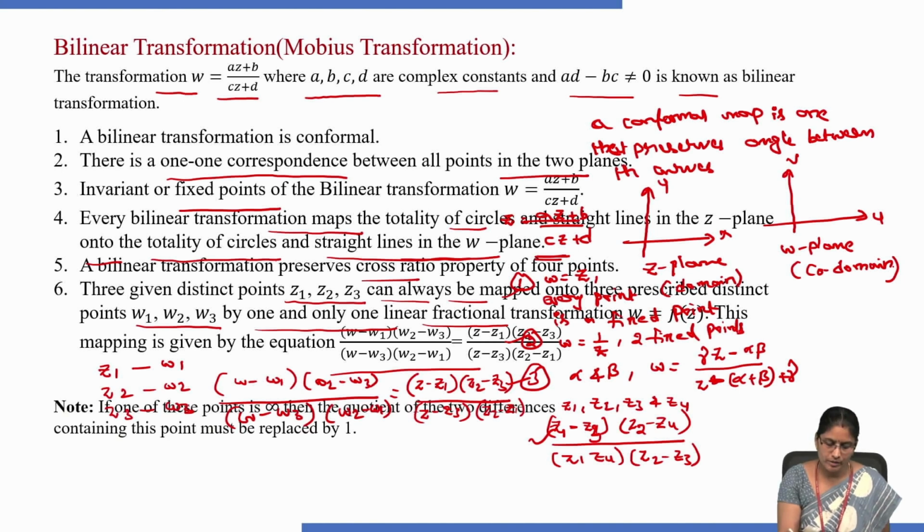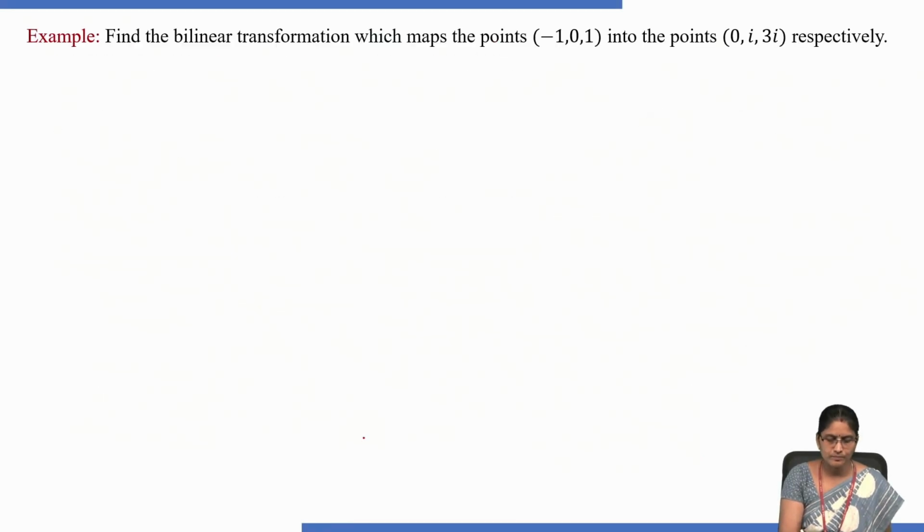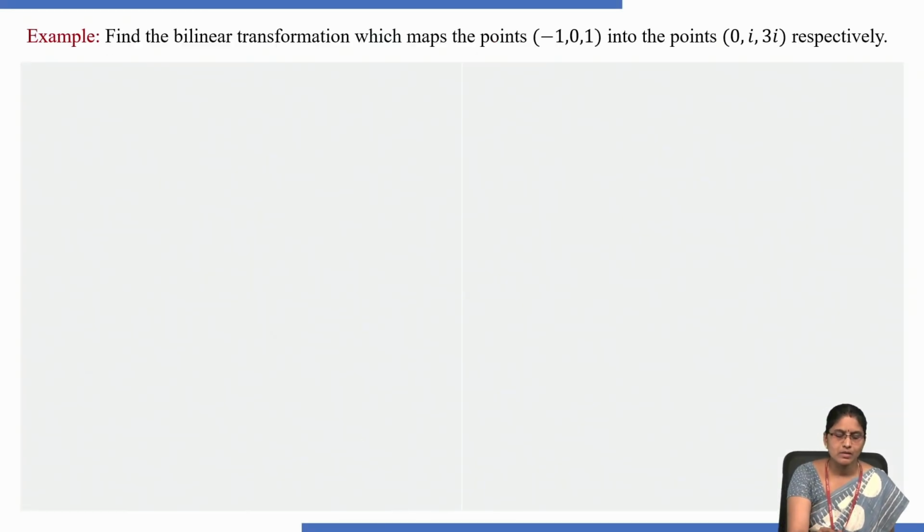And one important point that we have to remember here is if one of these points is infinity, either Z1, Z2, Z3 or W1, W2, W3, then the quotient of 2 differences containing this point must be replaced by 1. See the example problem for better understanding of bilinear transformation.